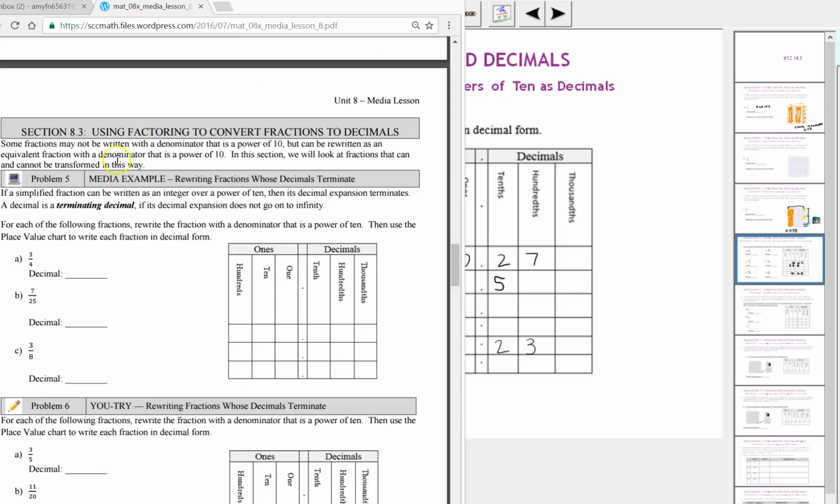And then in 8.3, we're going to use factoring to convert fractions to decimals. So now, instead of long division, we'll have denominators whose prime factorizations are all 2's and 5's, so they're going to terminate. We're going to have them rewrite these with denominators that are powers of 10, and then place the results in the place value. So let's look at these in the place value chart.